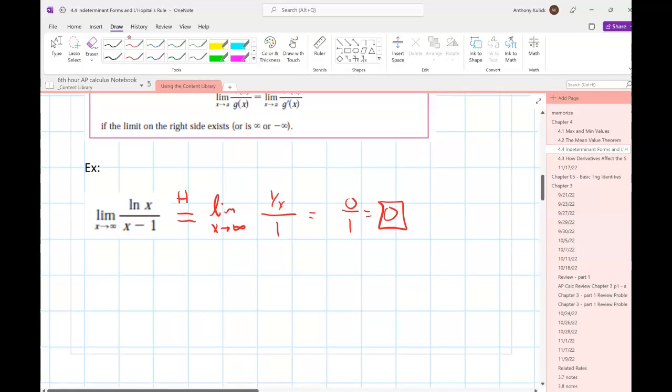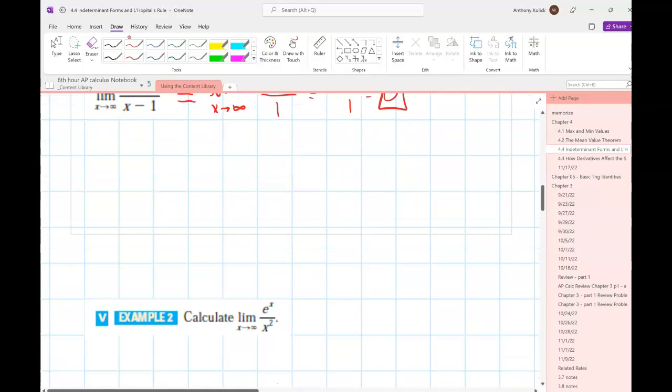Now, what's the catch with this? It has to be in the indeterminate form to be able to use this. Okay? If it's not indeterminate, you'll get the wrong answer. It will not help you.